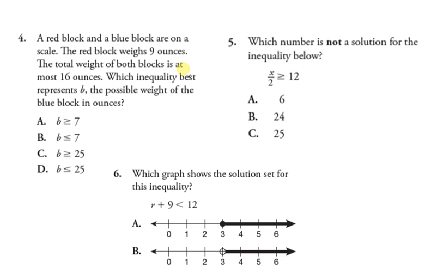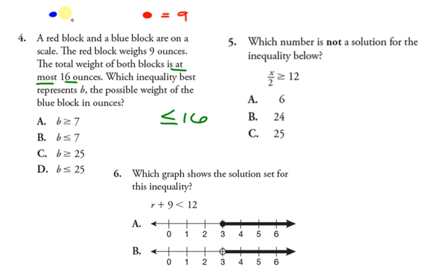Okay, let's look at 3 more. A red block and a blue block are on the scale. The red block weighs 9 ounces. So the red block equals 9. Okay. The total, and then we have a blue block. So the total weight of both blocks is at most 16 ounces. Which inequality best represents B, the possible weight of the blue block? So, do you remember when we did word form with equations? This is exactly what it is, but with an inequality symbol. So think about where your equal sign would be, okay? It would be right here at 16. But instead of equals 16, at most, that's going to be this sign right here, okay?